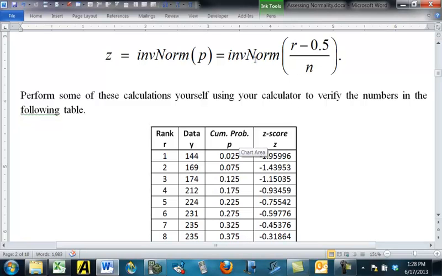So use this formula right here, inverse norm of (r minus 0.5) over n, and apply that to each of these ranks and see if you can come up with a few of these on your calculator. Check a couple of these and make sure you understand what's going on, and come back when you're ready to go on. So press pause now.